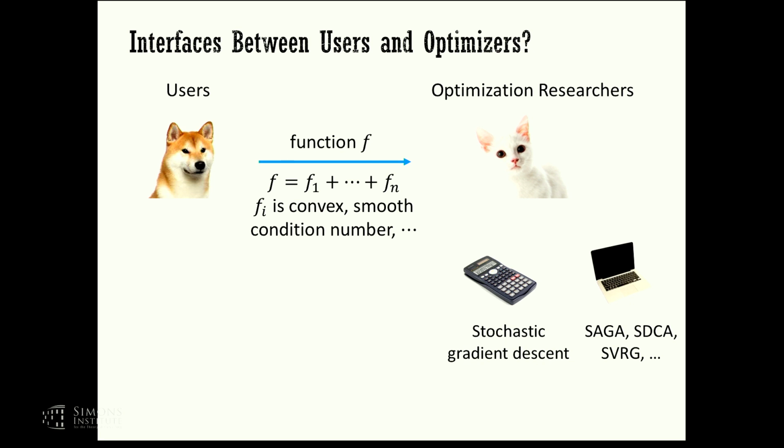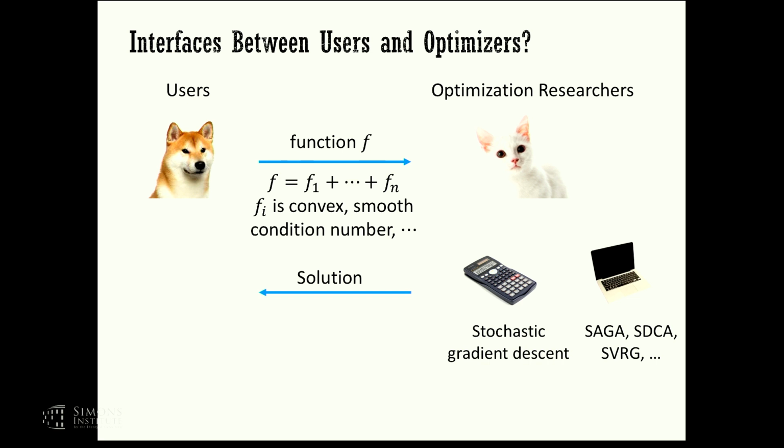But still, the optimization researchers need to figure out how to solve it. Now when we have a sum of functions, maybe we can use some advanced version of stochastic gradient descent like SAGA, SDCA, SVRG, and more. However, anyway, we have to send back the solution to the user, and the user only has to check whether the solution is good or not.